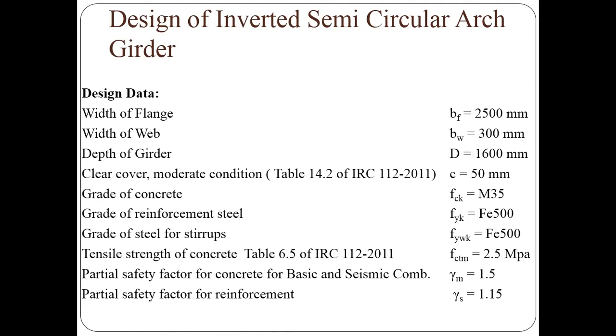And design of inverted semicircular arch girder. The design data are: width of the flange BF is equal to 2500 mm, depth of the girder D equal to 1600 mm, and grade of the concrete FCK M35, grade of the reinforcement FE 500. Tensile strength of the concrete is 2.5 megapascal. Partial safety factor for concrete is 1.5. Reinforcement is 1.15.